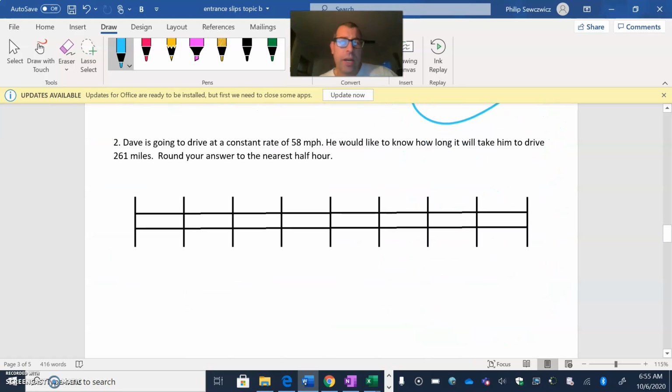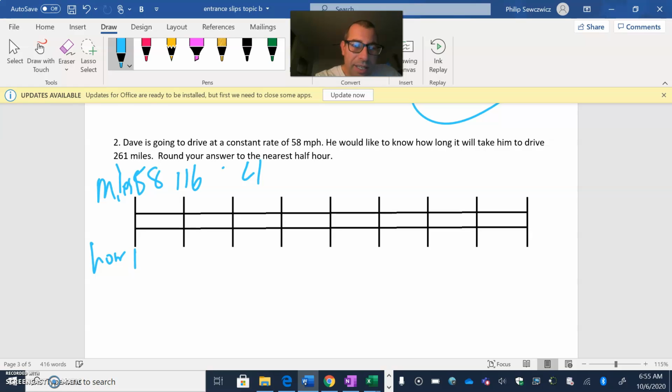Let's look at the second one here. He's driving at 58 miles per hour. Miles per hour means we're going to go 58 miles in 1 hour. We want to know how long it will take him to drive 261 miles. Well, again, the repeat addition here of the 58. 58 and 58, 6, carry the 1, 116. That's not enough. Add another 58 on, 4, carry the 1, 7.